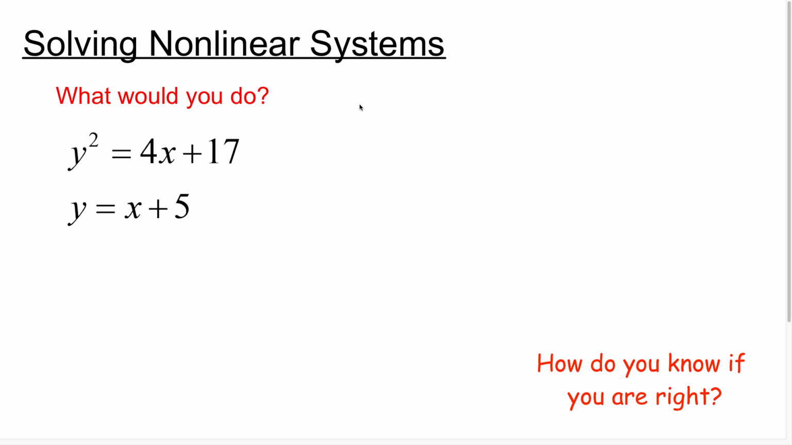Okay, this one won't take us very long. We got a nonlinear system. I forgot they squeezed that in here. We got y squared equals 4x plus 17. And we got y equals x plus 5.